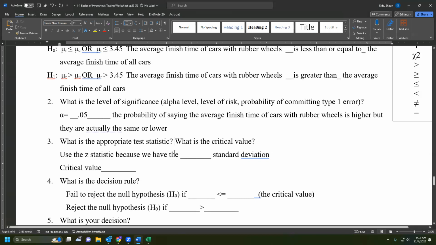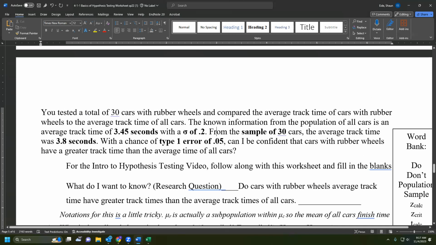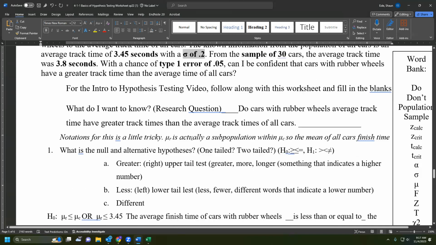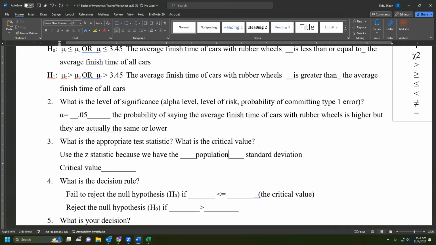The appropriate test statistic is based on one thing, really. The fact that we have the population standard deviation. Because we have the population standard deviation, we are going to use the Z statistic. So we use the Z statistic because we have the population standard deviation. So now the question is what is the critical value?